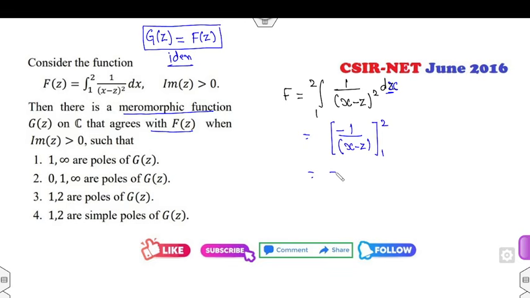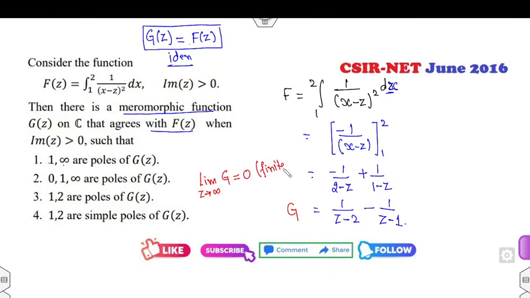Now if you substitute the limits, it's 2 minus z plus 1 minus z, or I can say 1 over z minus 2 minus 1 over z minus 1. 1 and infinity are the poles. Now f and g coincide. How can you check the pole at infinity? Clearly, when you take the limit as z approaches infinity, the value is 0, which is finite. But for a pole, we need infinity. That means infinity is a removable singularity.